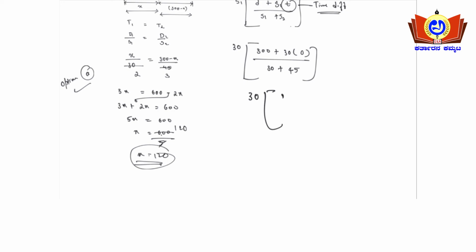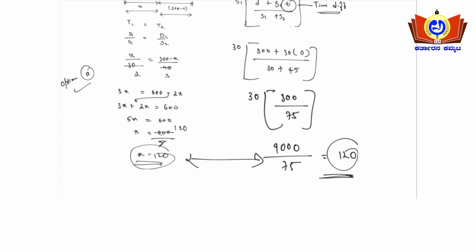So when you solve this equation, 30 divided by 300, 30 into 0 is 0, 30, 75. Okay, so 3 3s are 9, 2 zeros and 1 zero, whole divided by 75. So upon solving this, I'll be getting 120 as the answer here. Okay, this is the formula method, and the other is the step-by-step procedure. Okay, so we'll move into the next question here.